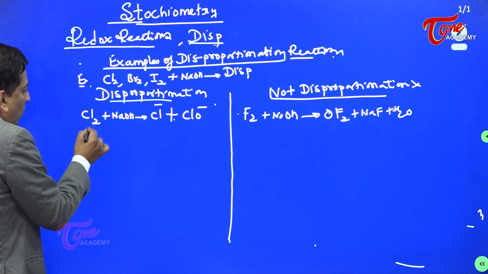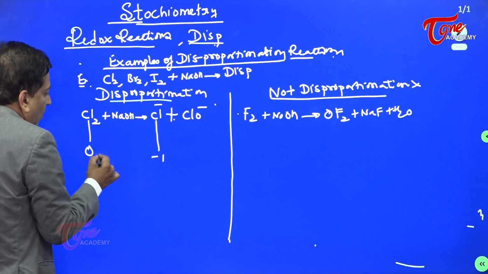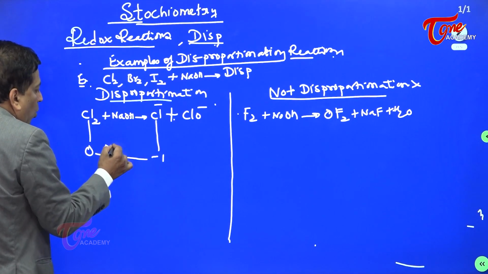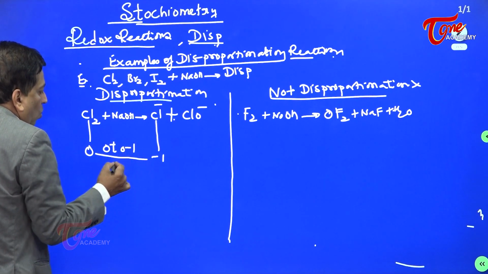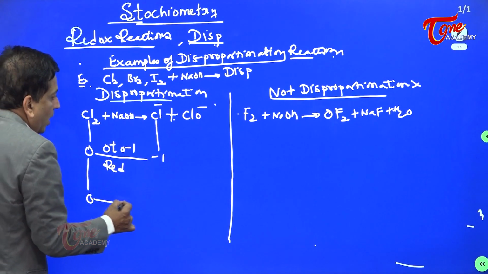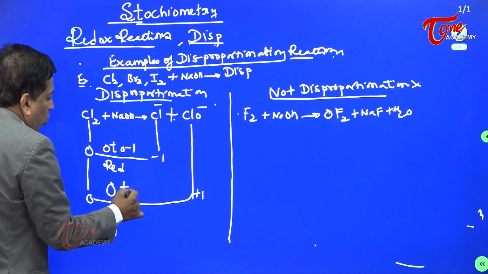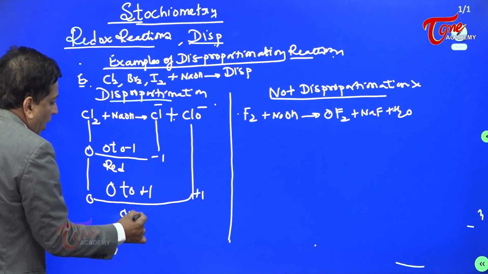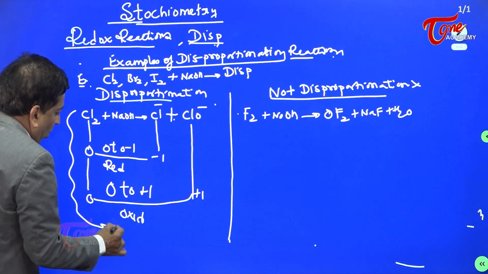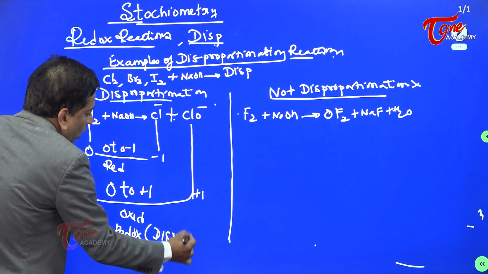What's this? This is 0, it is minus 1. So it is basically 0 to minus 1. That is reduction. The same 0 is now becoming plus 1. So it is 0 to plus 1, oxidation. And this is an example of what? Redox, or I call this disproportionation.